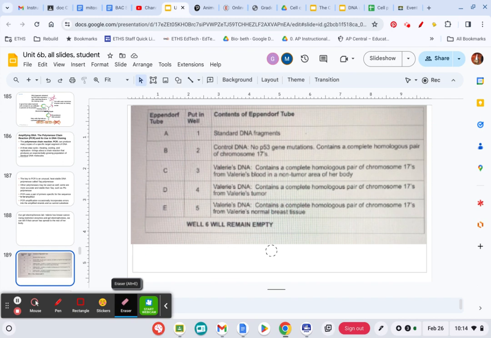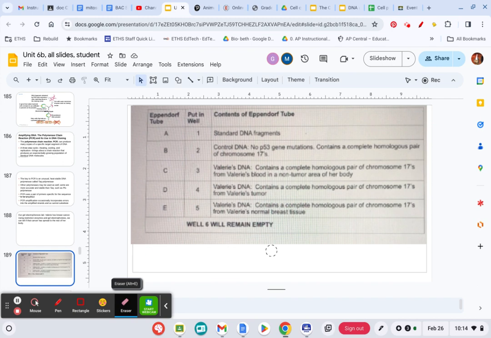Then there was also control DNA that was in lane B. And this was just some normal P53. And remember, you get 2 P53 genes. Where do you get them from? Where do you get one of your genes from? Your mom, and you get the other one from your father. Okay. So you would have, in this case, control DNA, normal P53.